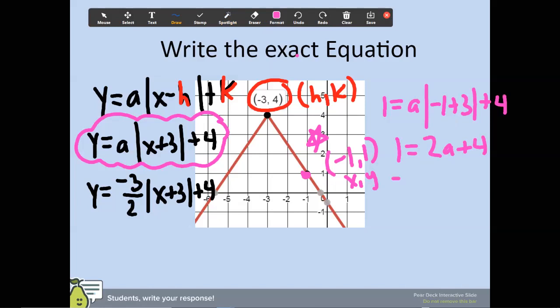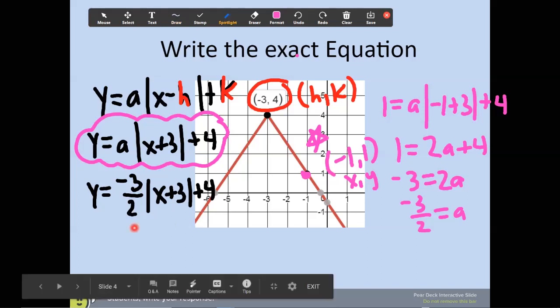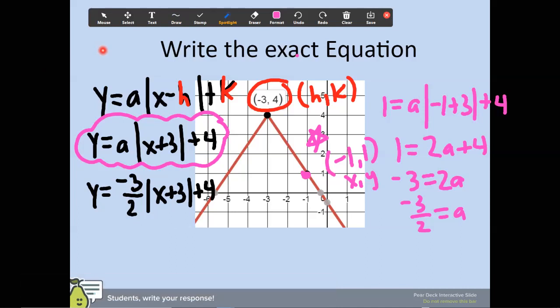I'm going to be subtracting 4 from both sides, so I get a -3. I'm going to be dividing by 2, so I get -3/2, which is the same thing that we got over here, thinking of it as a slope. So you can do it either way. I only think about my a as a slope when I'm dealing with a line, which would be my m, my slope, or with an absolute value. Do not do that with any other type of graph.